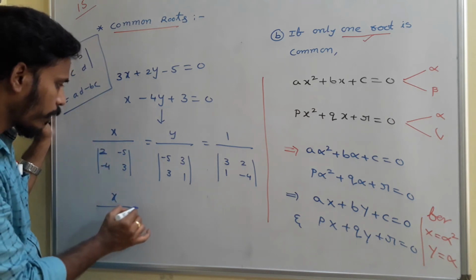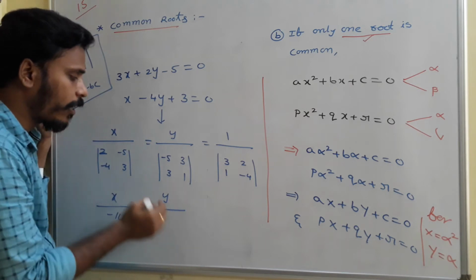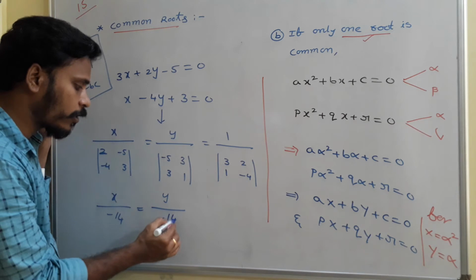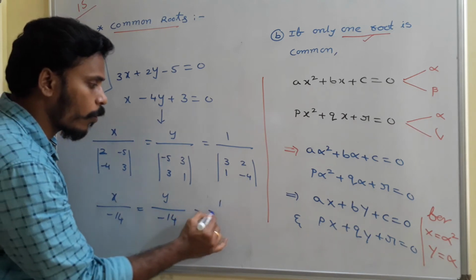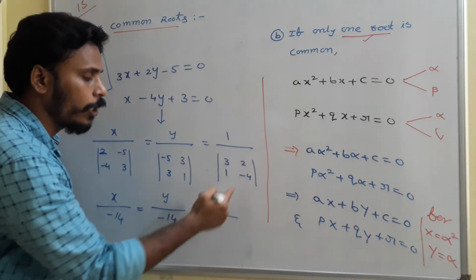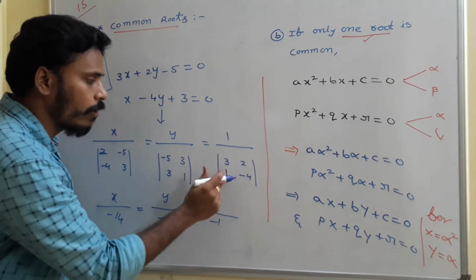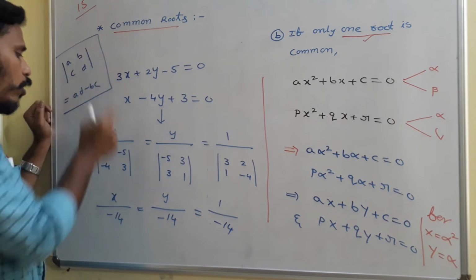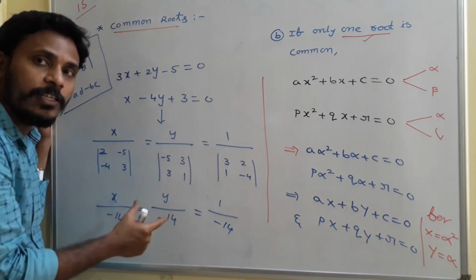Minus 14 is equal to y divided by, this is minus 5, this is minus 9, again minus 14. This is equal to 1 divided by 3 into minus 4, which is minus 12, and then minus 2 is minus 14. With this rule, if you calculate these values, everything is minus 14.